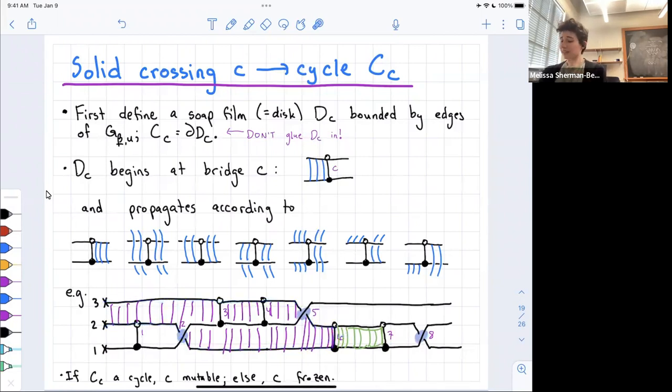As you see, these pictures just tell you exactly what to do. That's how the cycles propagate. And I should say, from here you can tell which cluster variables are frozen and which are mutable. If your cycle is an honest cycle, it corresponds to a mutable cluster variable. If your cycle is a relative cycle, not an honest cycle, then your cluster variable is frozen.